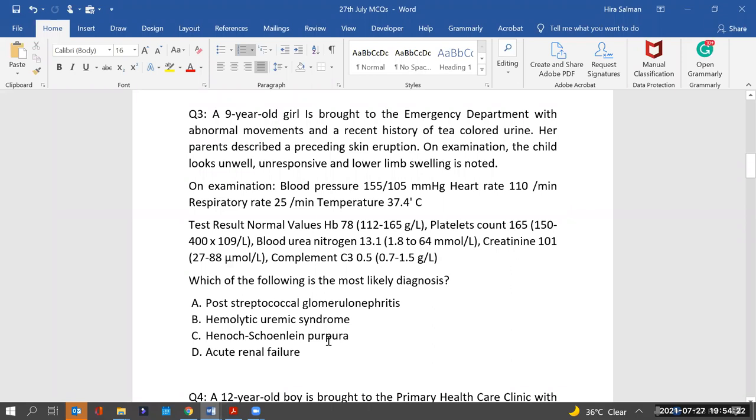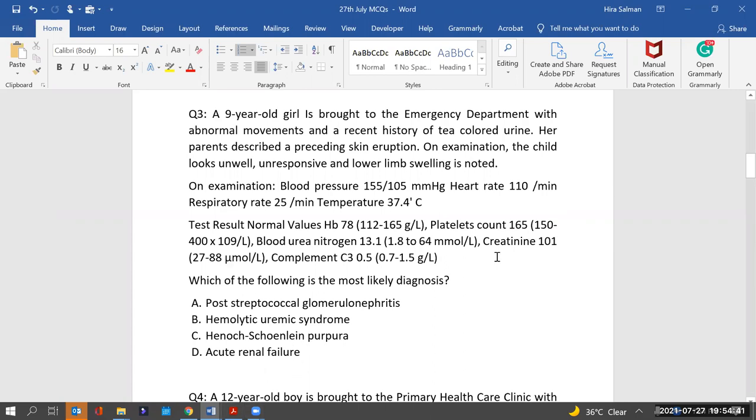Henoch-Schönlein purpura, there is no presentation of such a thing, because again in Henoch-Schönlein purpura, there will be low platelets, and there will be bruises all over the body. There's nothing like that, and the presentation also is not the same. The baby is only having this lower limb swelling and tea-colored urine. So that is not going to fit this diagnosis.